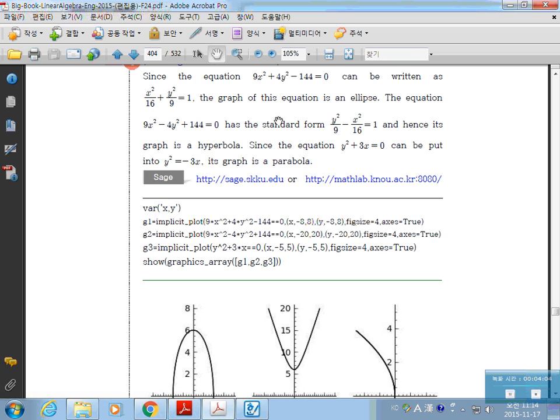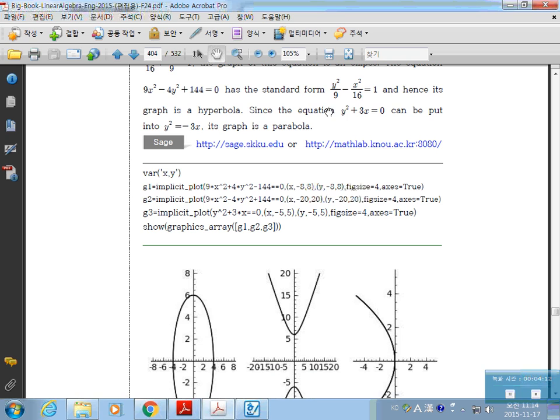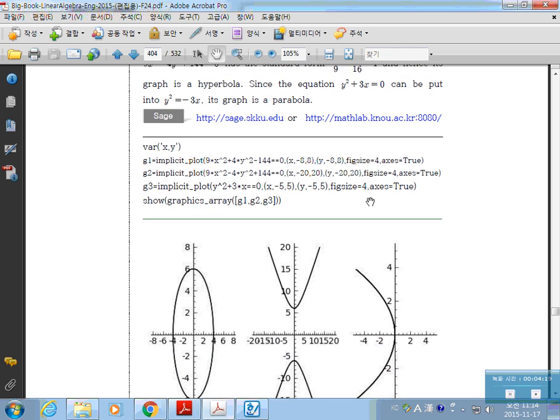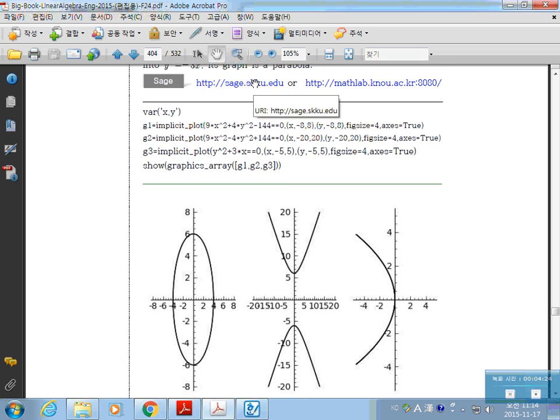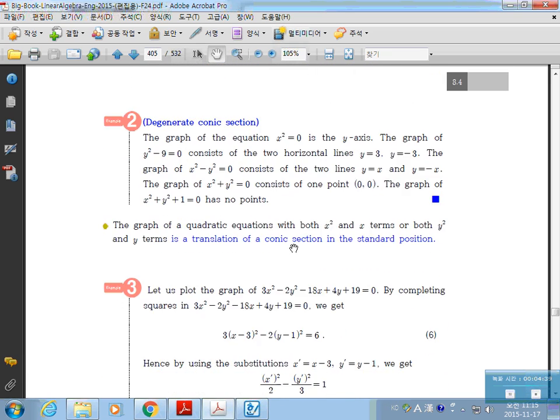This equation has a standard form like this, which is a parabola, like you see here. And this equation, y squared plus 3x equals 0, can be written in this form, which is a parabola like this. So this can be drawn here. Yeah, all the graphs can be drawn using the code that I showed you.